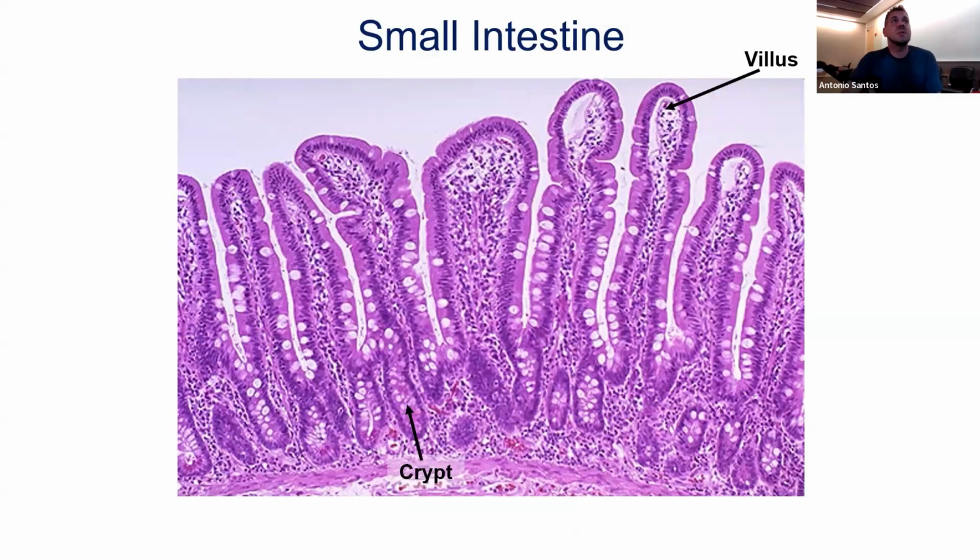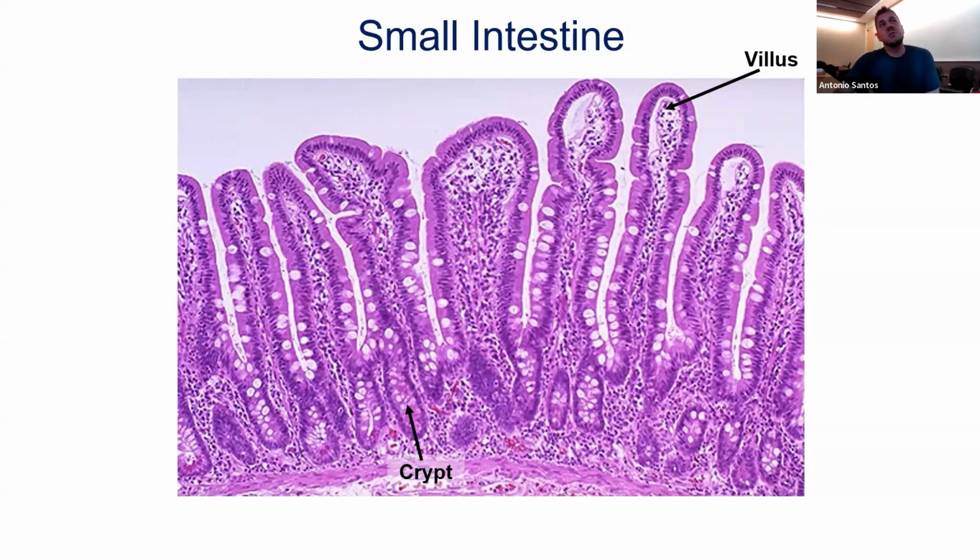So today I'm going to talk about the small intestine because that's the tissue in which celiac disease manifests. The small intestine is characterized by two morphological features. We have crypts at the bottom and then villi on top. These are like protrusions that are on the top of the crypts.